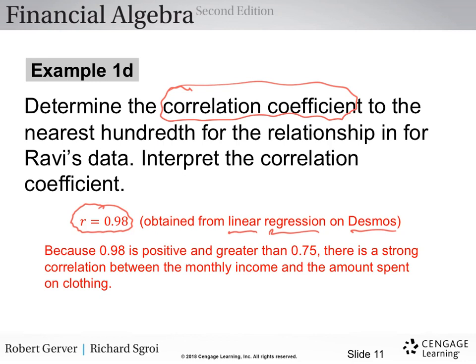Now, because 0.98 is positive and greater than 0.75, in fact, it's very close to +1, we know that there is a strong correlation between the monthly income and the amount spent on clothing.